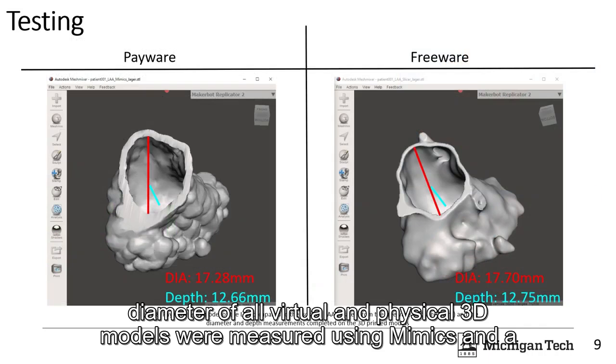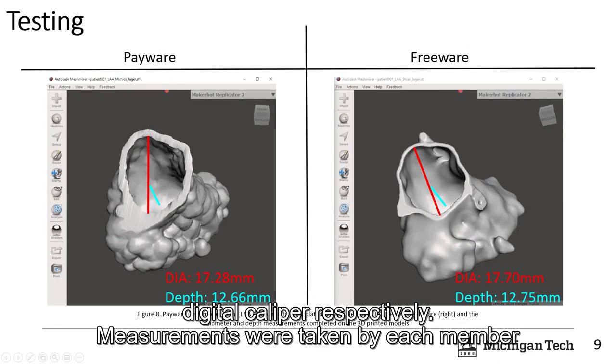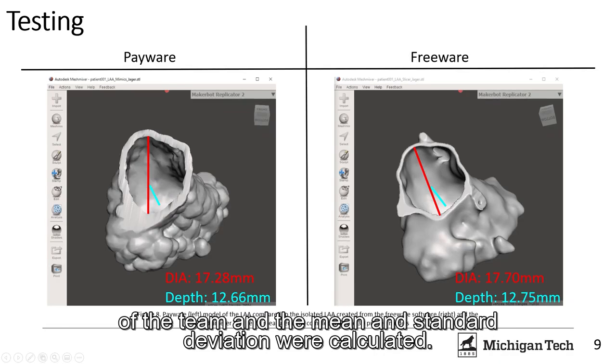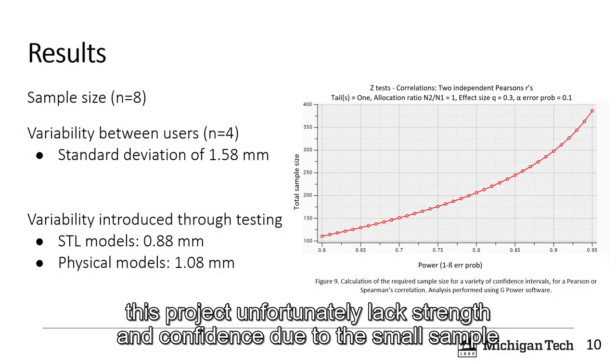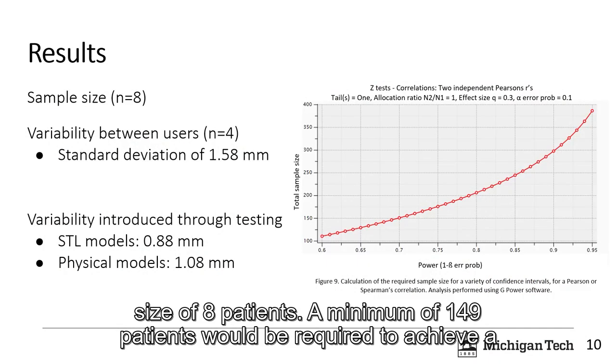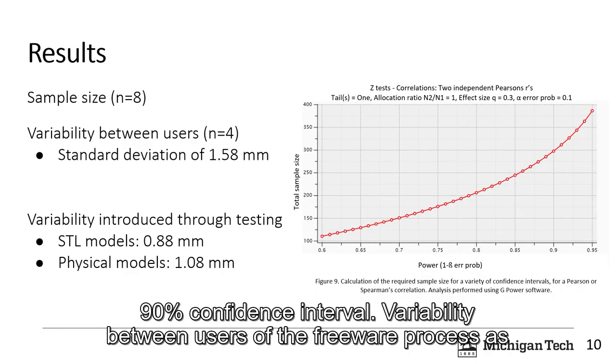The depth and diameter of all virtual and physical 3D models were measured using Mimics and a digital caliper, respectively. Measurements were taken by each member of the team, and the mean and standard deviation were calculated. The results of this project unfortunately lack strength and confidence due to the small sample size of 8 patients. A minimum of 149 patients would be required to achieve a 90% confidence interval.